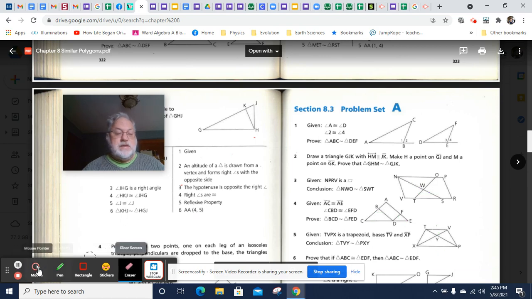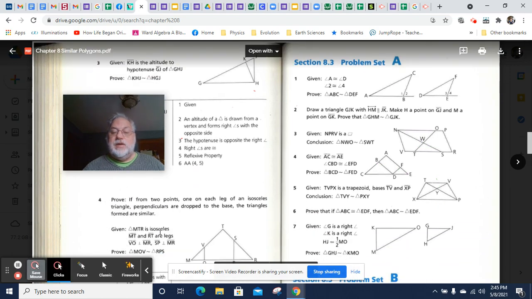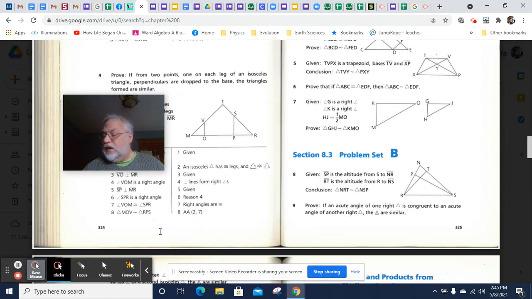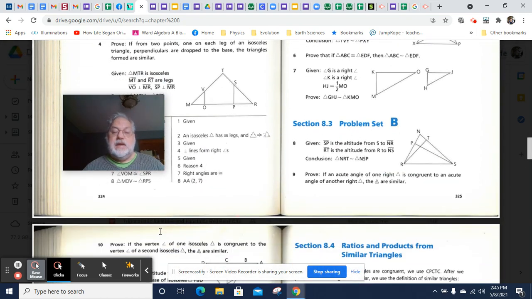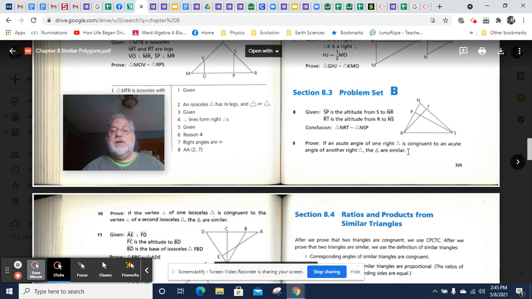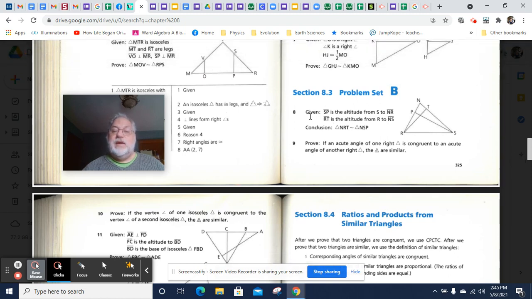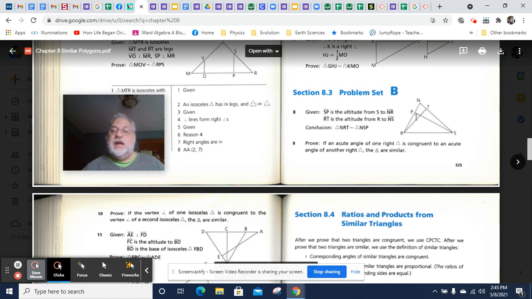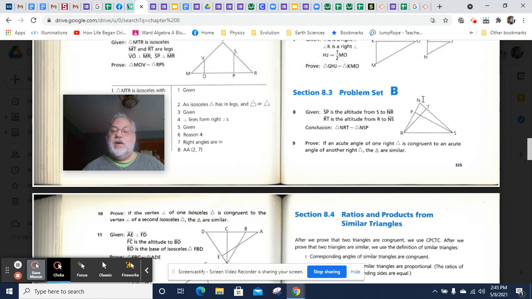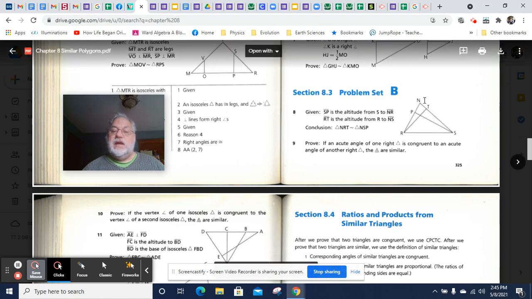I have erased things, and now I will go on to deal with numbers 8, 9, and 10. So let's do that. You get a choice of 8, 9, or 10. So we've got given SP is an altitude to NR, and RT is an altitude to NS. So we want to conclude that triangle NRT and NSP are similar.